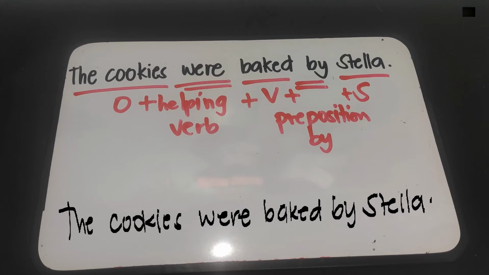Now let us have a review on the meaning of the word subject. A subject is the person, place, thing, or idea that the sentence is about. Now let us read the sentence again. The cookies were baked by Stella. What is the topic or the subject of the sentence? It is now the cookies. It does not perform the action, but it receives the action word baked. In passive voice, the subject receives the action.